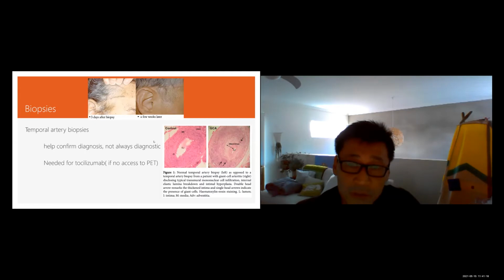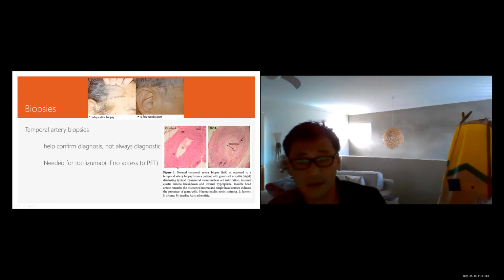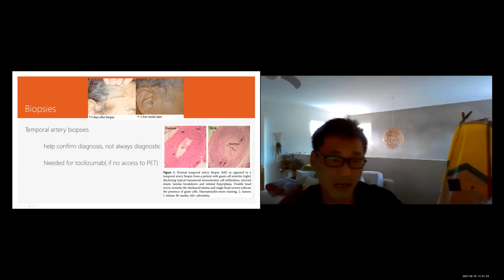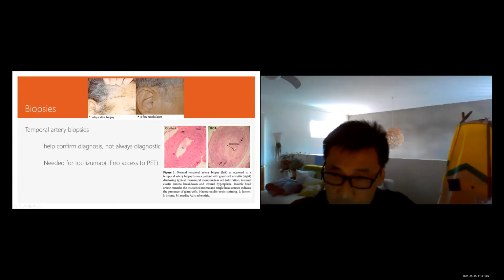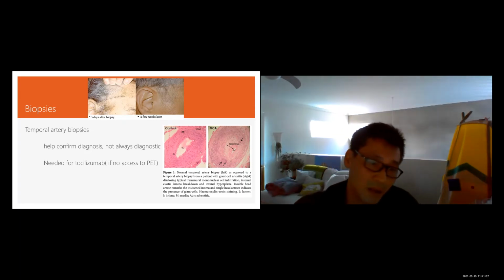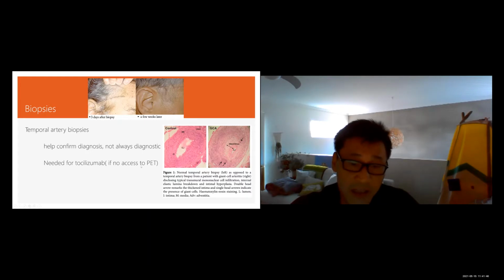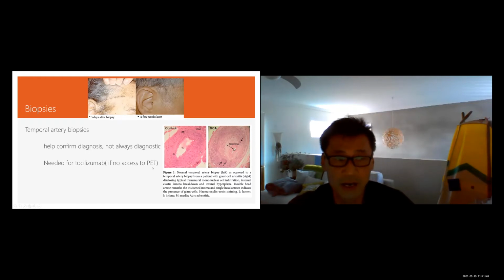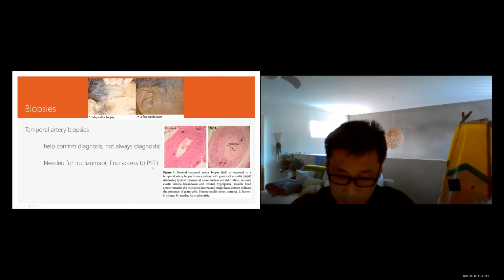That helps because, again, if you make the diagnosis, now you can access a medication called tocilizumab, which allows you to reduce the amount of steroids you need at a quicker pace and reduce the steroid burden and reduce the steroid side effects. However, especially if you don't have access to a PET scan, the PBS will allow access to the drug with a PET scan or biopsy showing giant cell arteritis for people to access this drug. But temporal artery biopsies are still routinely performed.